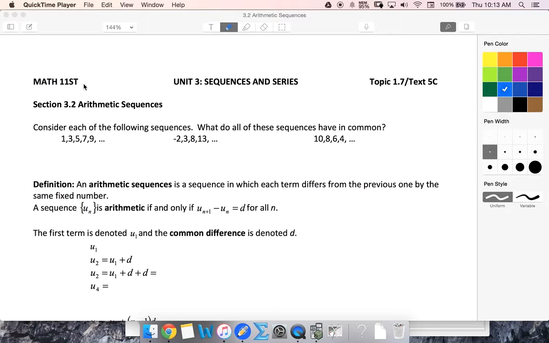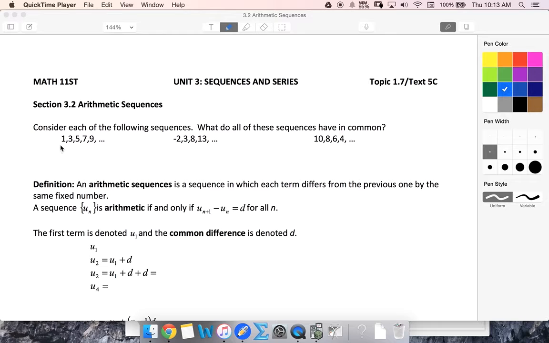So in our last class, we talked about sequences in general and how those are just patterns of numbers. And now we're going to start looking at specific types of sequences, and these are the ones that are most assessed in your class. So looking at each of these sequences, take a moment to look at these and try and figure out what sort of thing they all have in common.